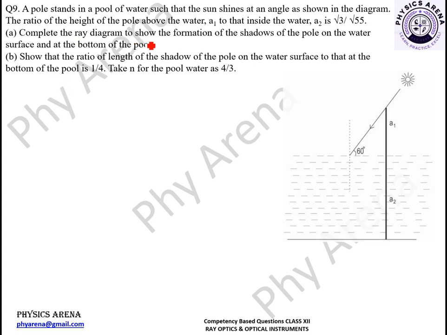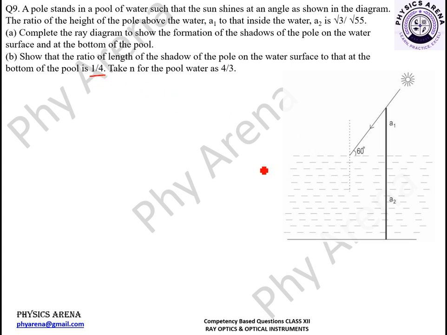We need to complete the ray diagram first, and show the formation of the shadows of the pole on the water surface and at the bottom of the pool. Also, we need to find the ratio of the length of the shadow of the pole on the water surface to that at the bottom of the pool. We have to take the refractive index of water as 4 by 3, and we need to prove that this ratio of the shadows is 1 by 4. That's what we need to prove.